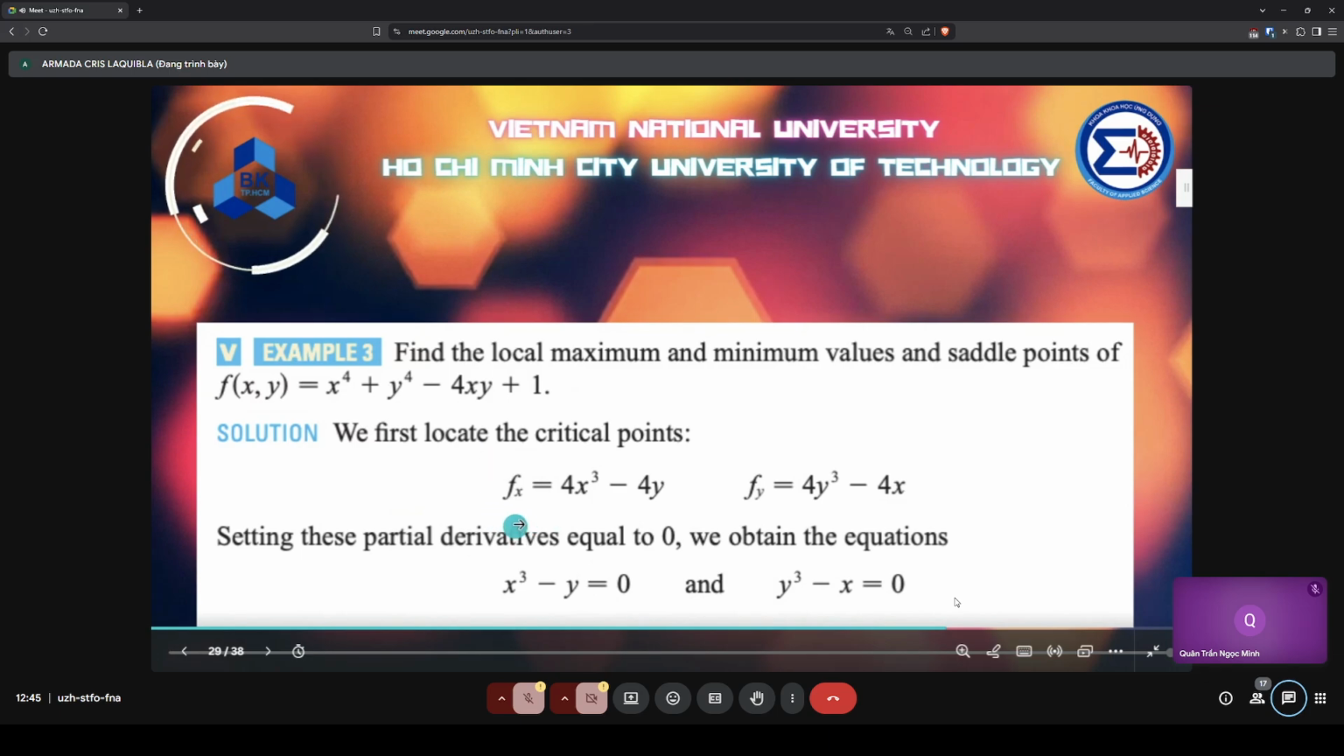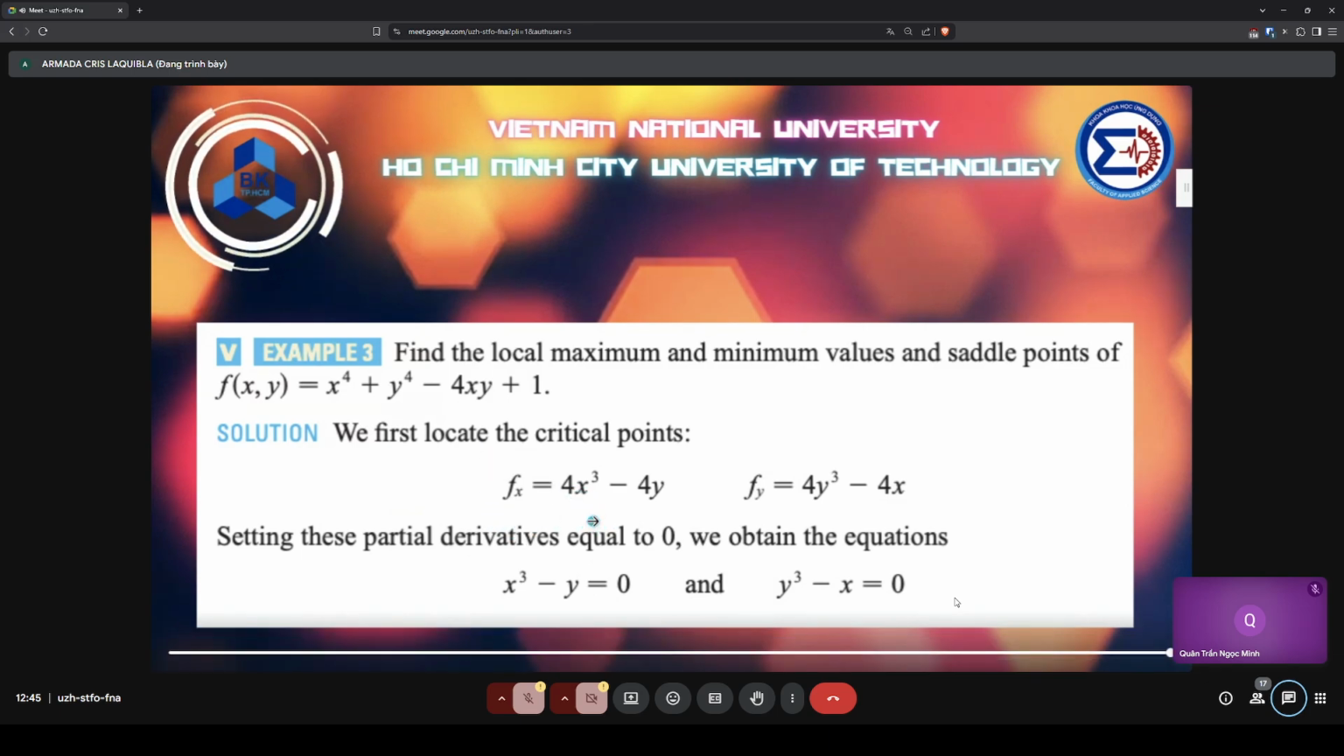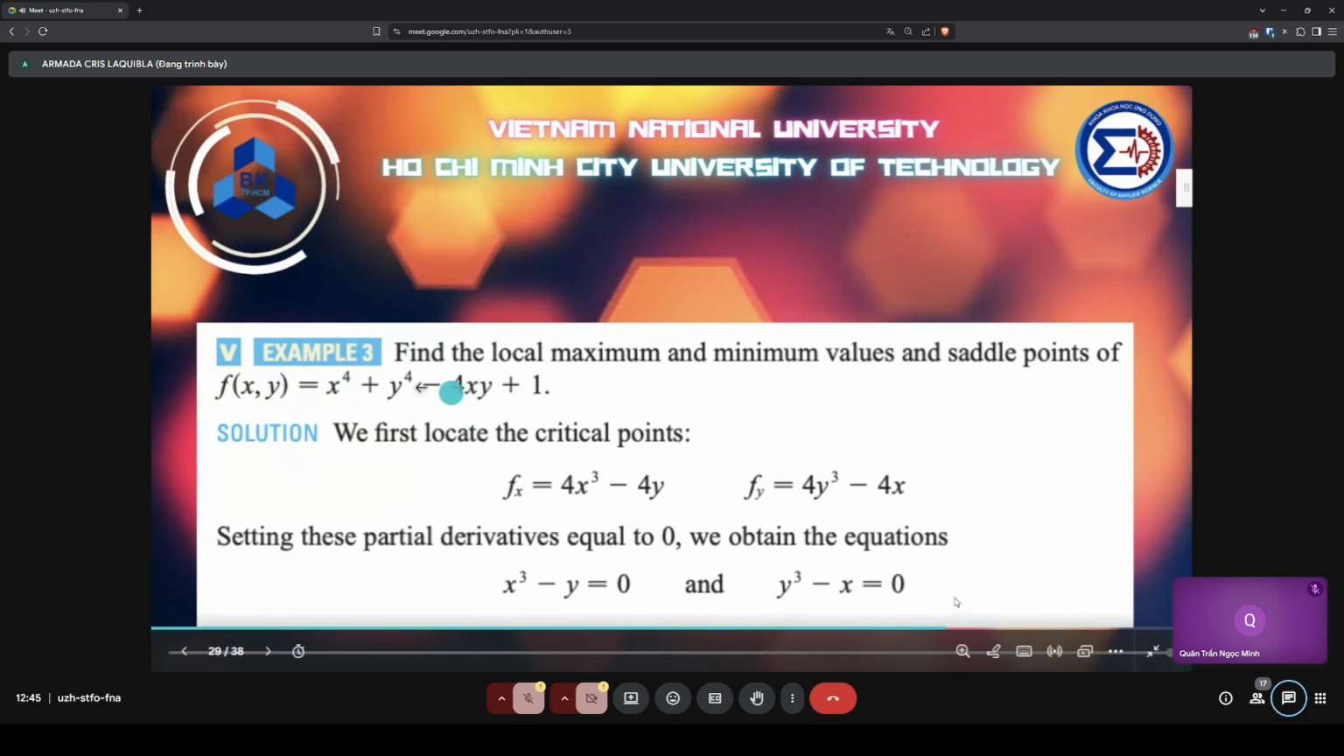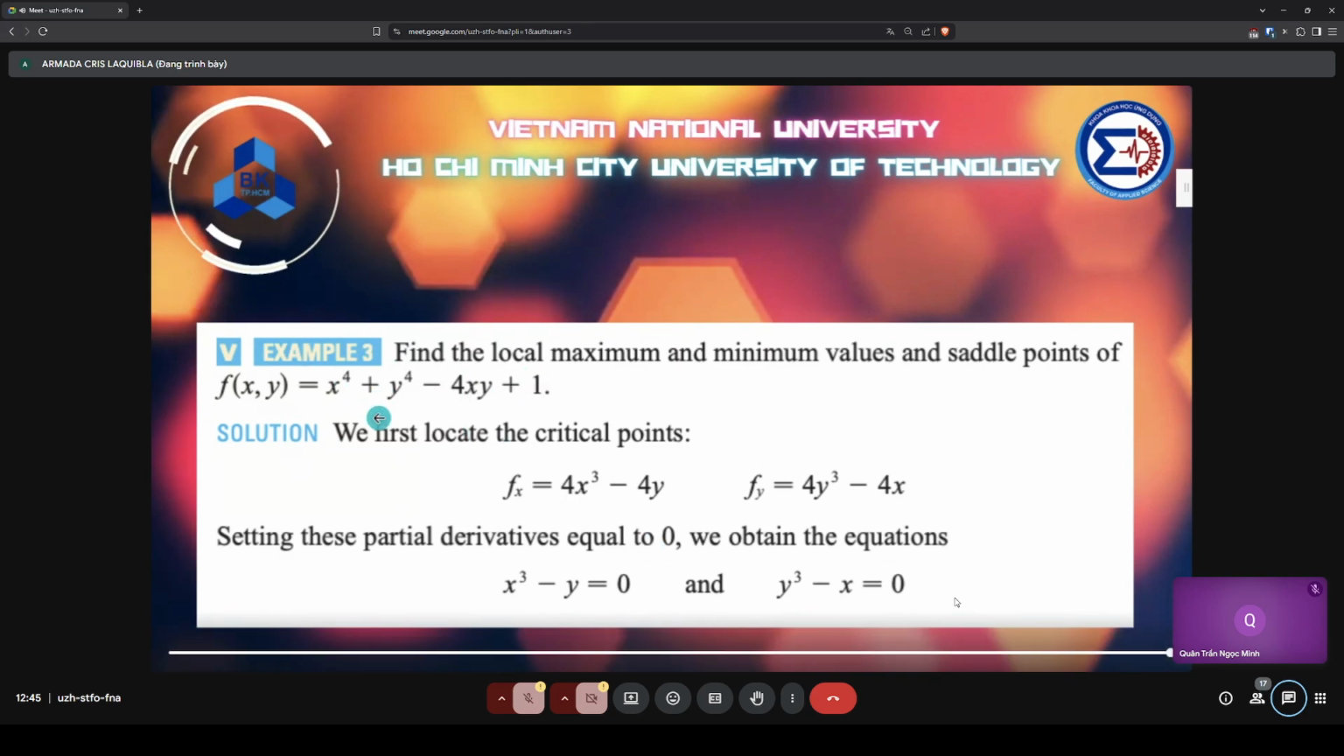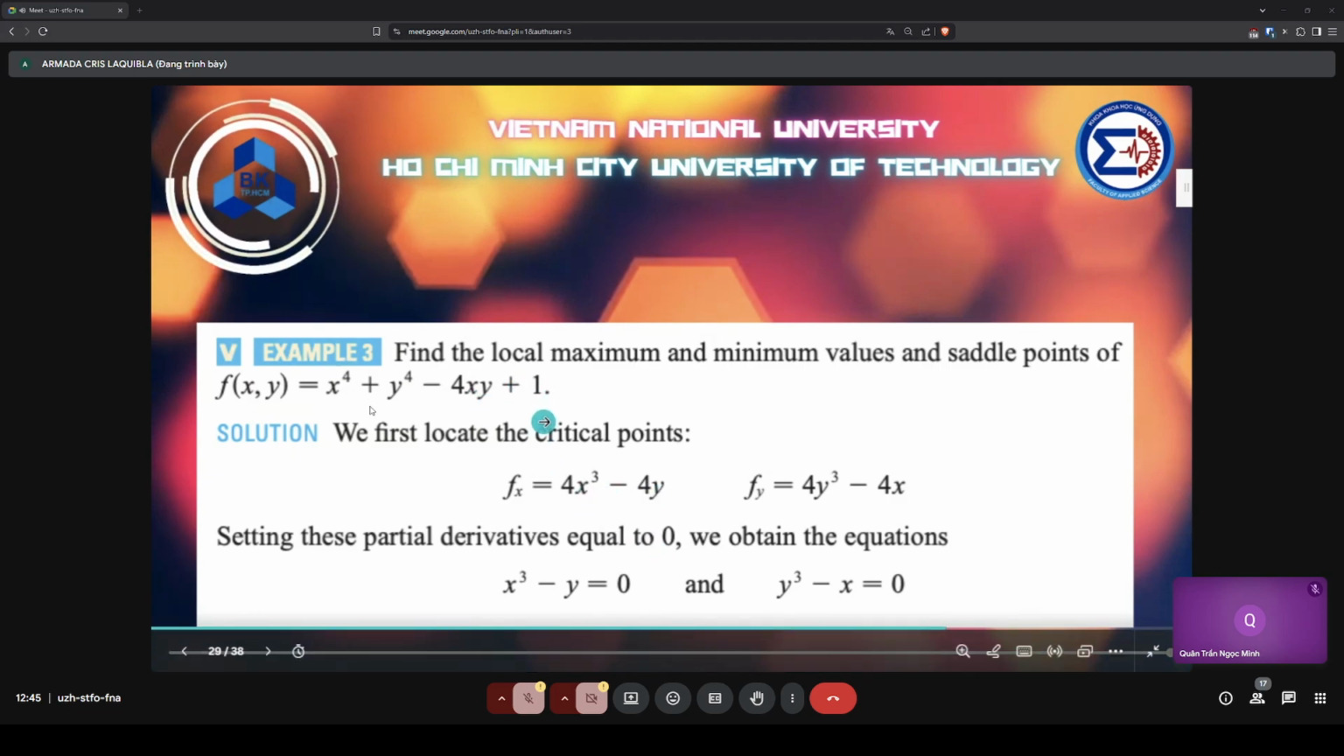Now we have here fx equal to 4x^3 - 4y, because there's an x here, so the derivative of x to the fourth is 4x^3. The derivative of y to the fourth is 0, because there's no x here. Then for the 4xy, the y is considered constant, and the 4 is constant, so that is negative 4y. And the derivative of 1 is 0. So next, your fy.